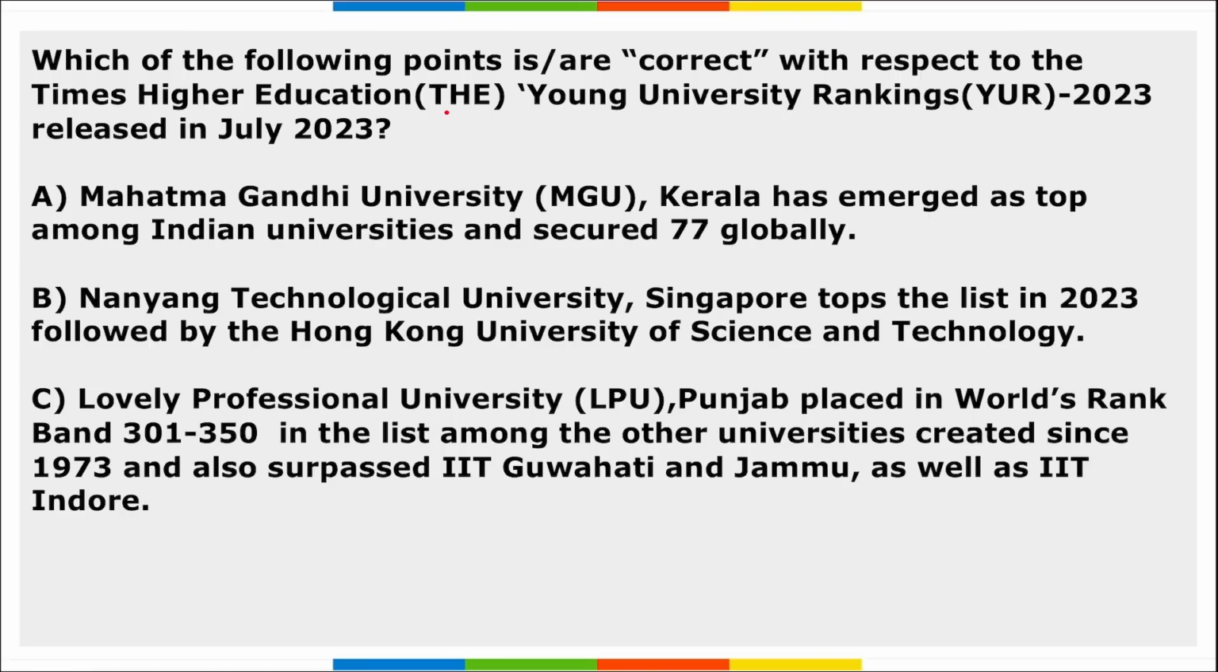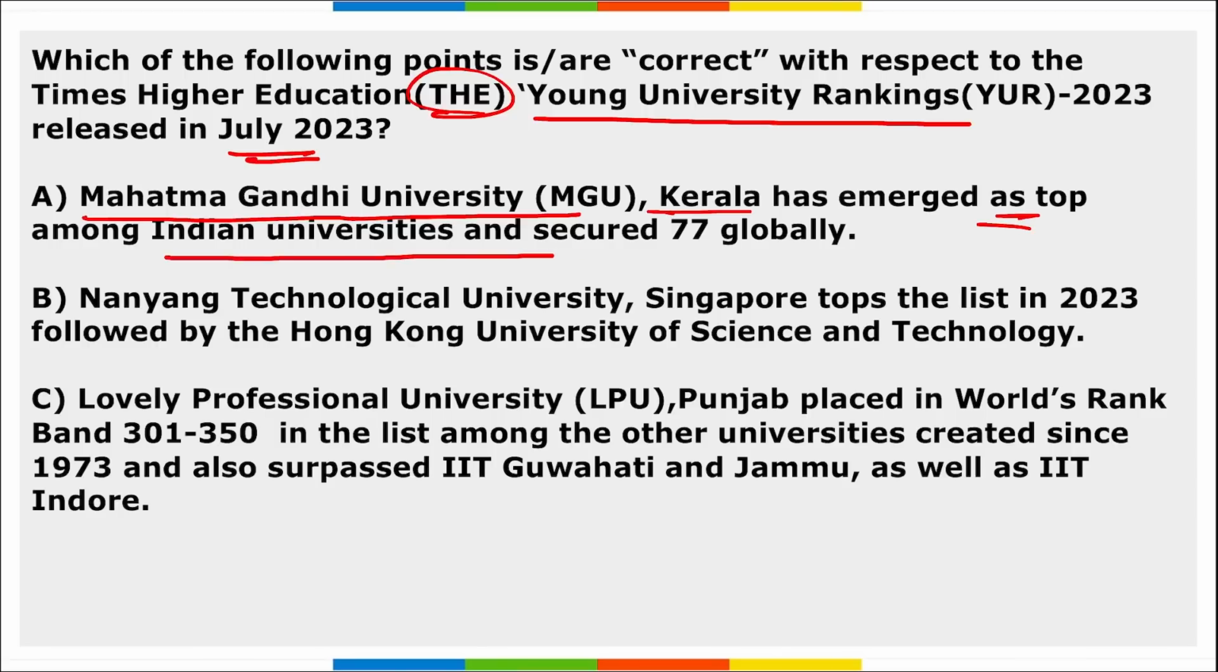Next, which among the following is correct with respect to the Times Higher Education Young University Rankings released in July 2023? Remember here, Mahatma Gandhi University of Kerala has emerged as the top among the Indian universities and secured 77th rank globally. Is it correct? So yes, option A is correctly mentioned here. We are talking about the THE Young University Rankings for 2023.